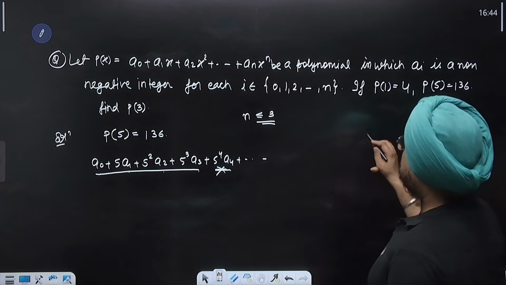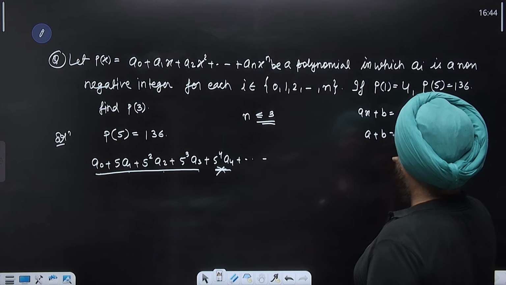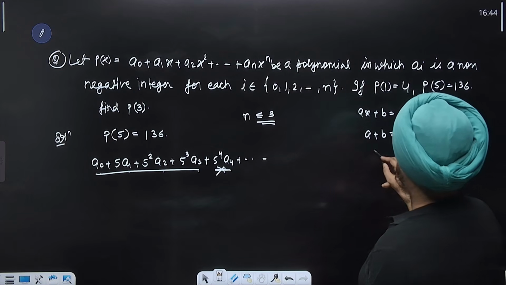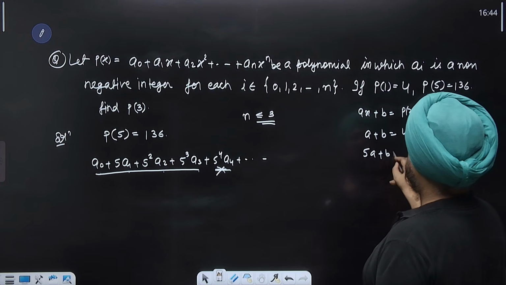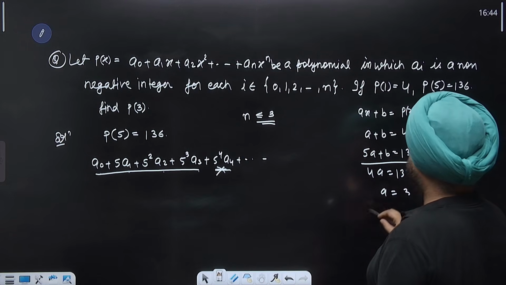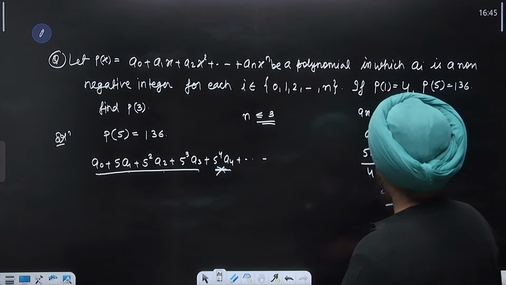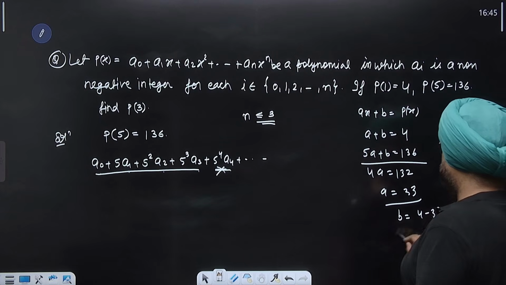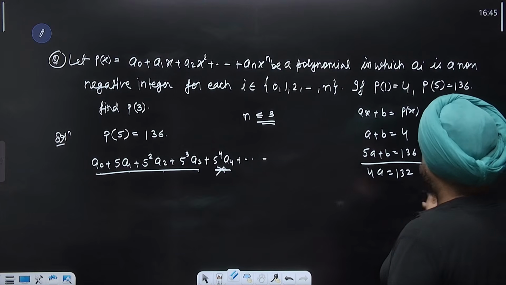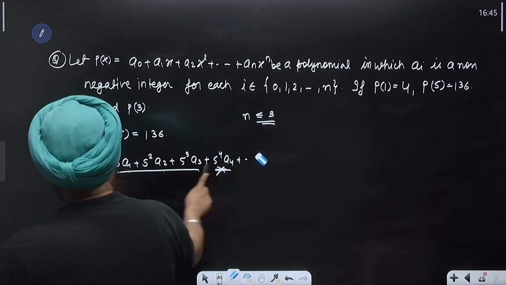So we can check for degree 1. If we take a polynomial of degree 1, then P(1) equal to 4 and P(5) equal to 136. So a will be equal to 33 and b will be equal to 4 minus 33. Not possible. The value of b is coming out to be negative. So linear is not possible. Let's go for quadratic.